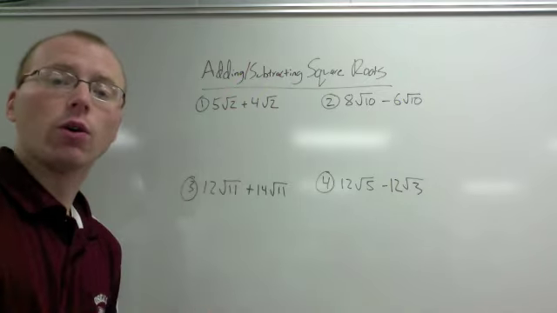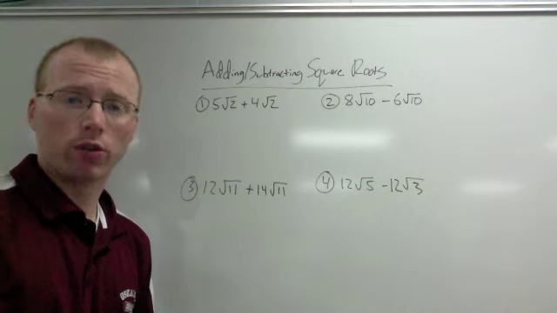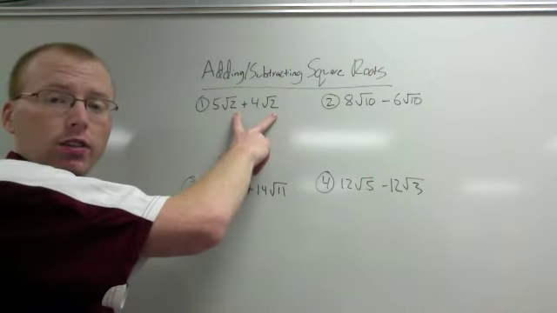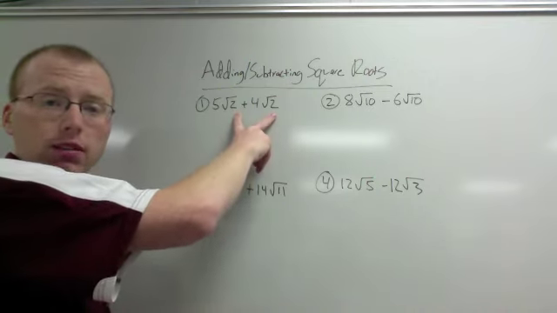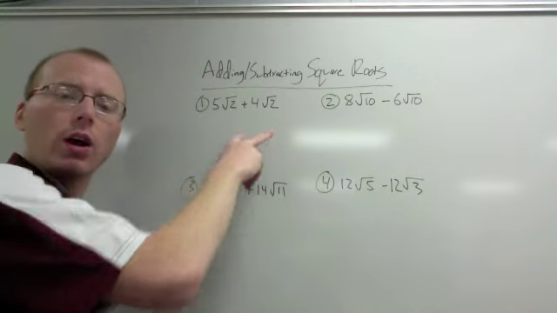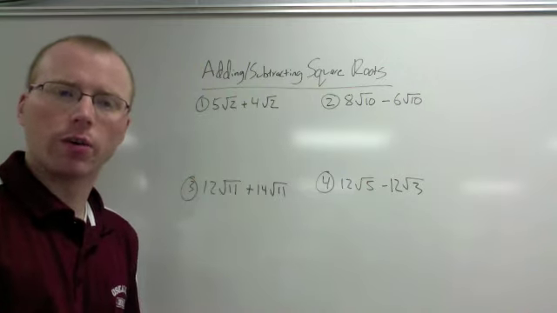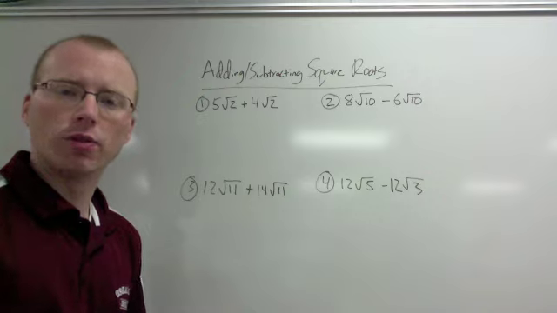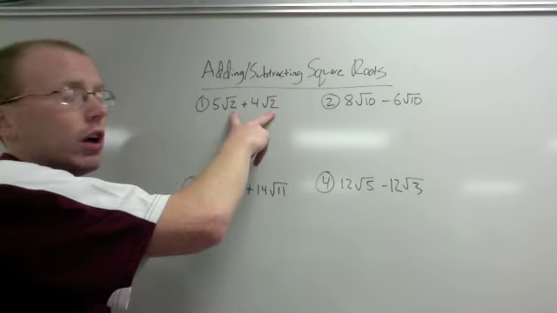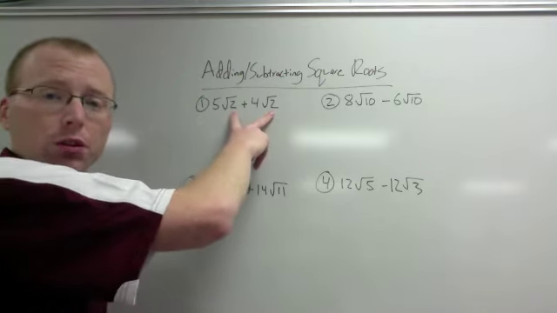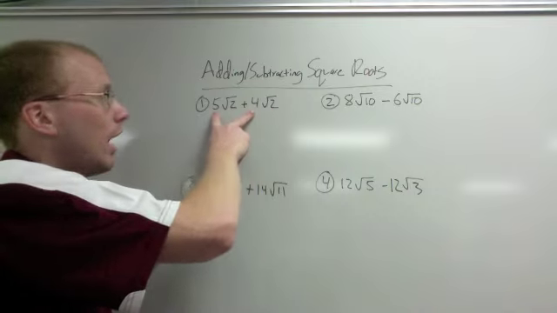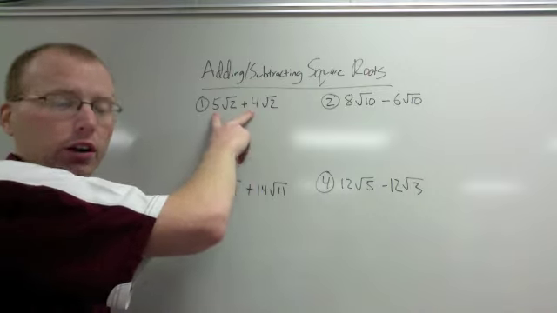In order to add or subtract square root numbers, the number inside the square root has to be the same. If it is the same, we have what is called a like term. And then we can just add the numbers in front. So, these two are the same. They are both the square root of 2. I can therefore add the numbers in front.